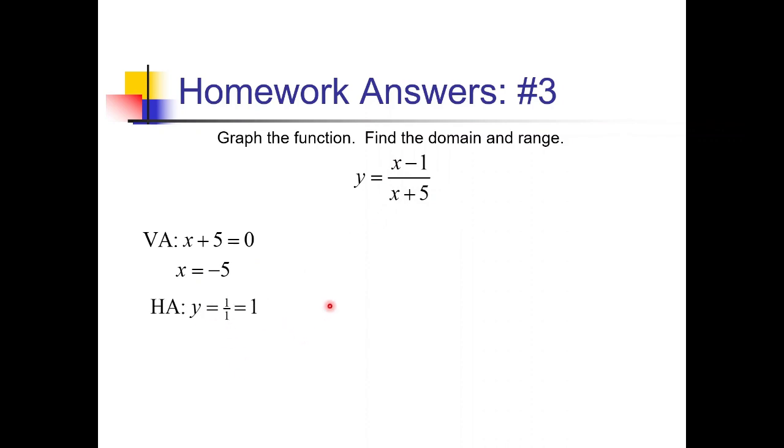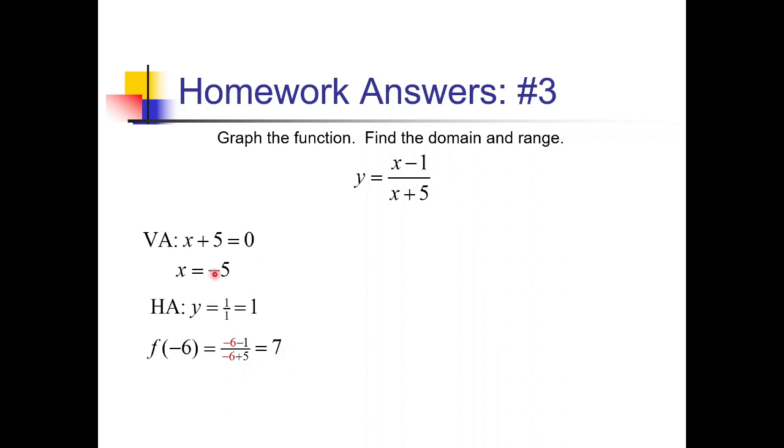And for my additional points, let me take something to the left and the right of negative 5, the vertical asymptote. So if I do f of negative 6, that's 1 to the left of this. That's going to be negative 7 over negative 1, which is positive 7.